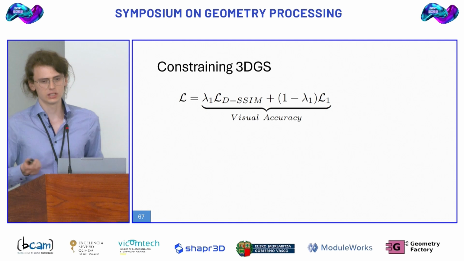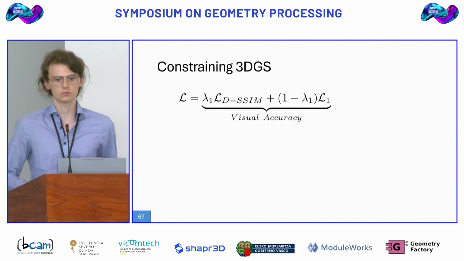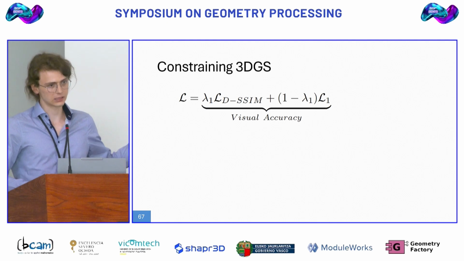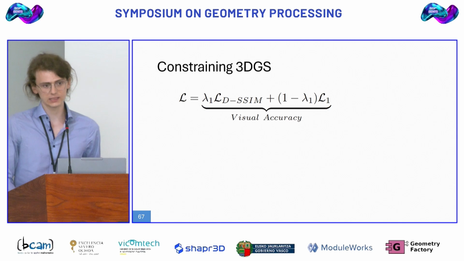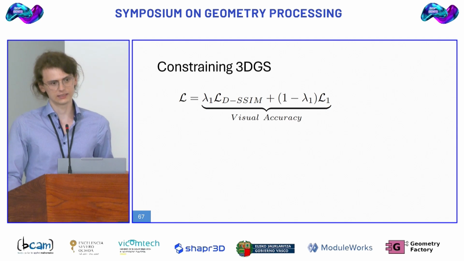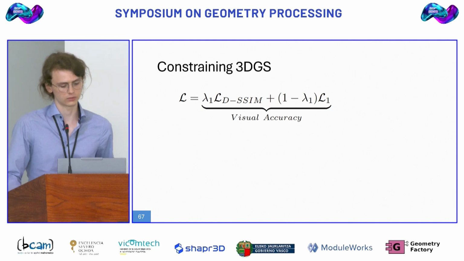So if we want to get more geometric accuracy here, we need to constrain the problem in some way. And we do this by changing the target loss function. So this is the loss function that standard 3D.js is trying to optimize. It consists of two parts. The first one is the structural similarity index loss, and the second one is the L1 loss, which is the difference between the rendered images and the ground truth.